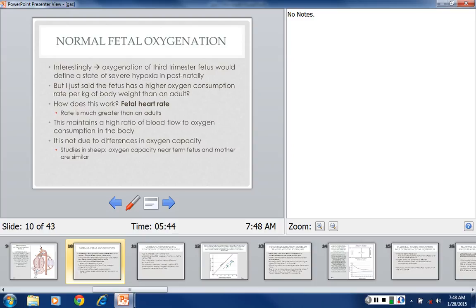The fetal heart rate. If you look at a fetus, very early on, the heart rate's 160, even at term it's 140. So even though the saturation and everything is less, the heartbeat is much, much greater than you'll ever see in an adult, or ever really want to see in an adult. Thus, it gets the oxygen where it needs to go. And it's not due to differences in oxygen capacity. Studies in sheep have shown that oxygen capacity in a near-term fetus and a mother are similar. Remember, heart rate is key.